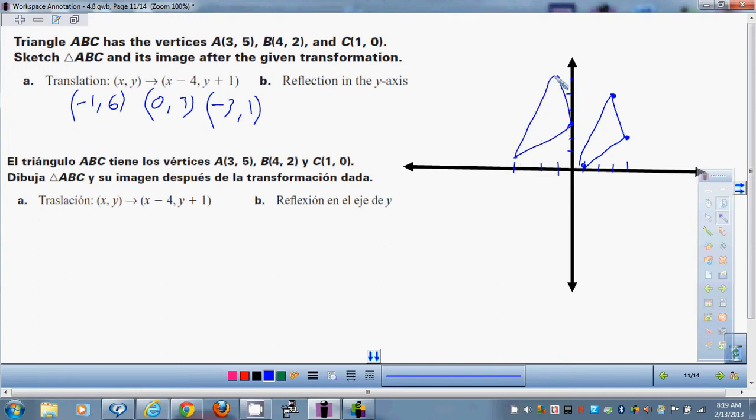Or, of course, another thing you could do is just say, I'm going left 4, up 1. Left 4, up 1, plot a point. Left 4, up 1, plot a point. Left 4, up 1, plot a point, connect your dots. That's another way you can do it.